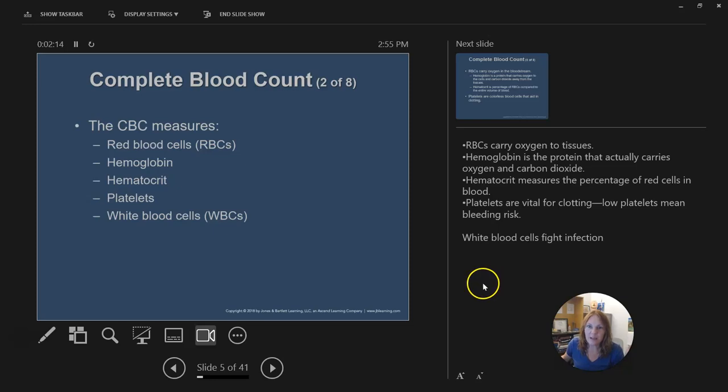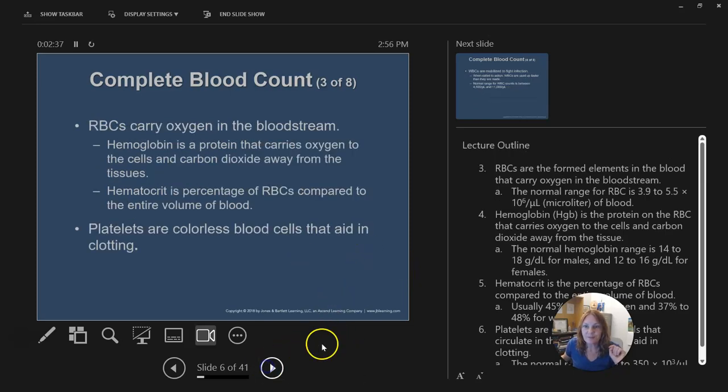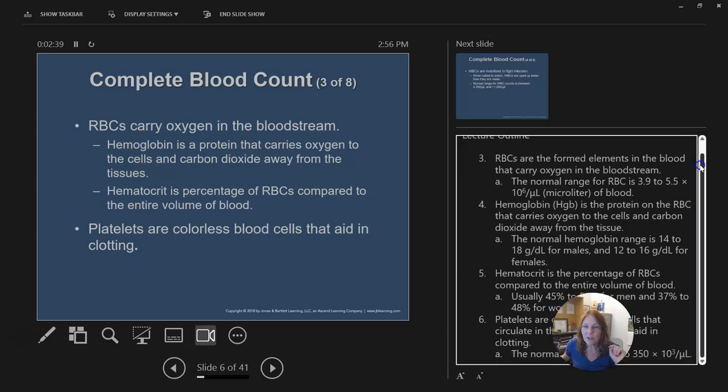So in our complete blood count, we have RBCs that carry oxygen to the tissues. Our hemoglobin is the protein that actually carries oxygen and carbon dioxide. Our hematocrit measures the percentage of red blood cells in the blood. Our platelets are also vital for clotting, as we know, and low platelets could mean that our patient has a bleeding risk. Our white blood cells are the infection fighters. So we're going to break it down a little bit.